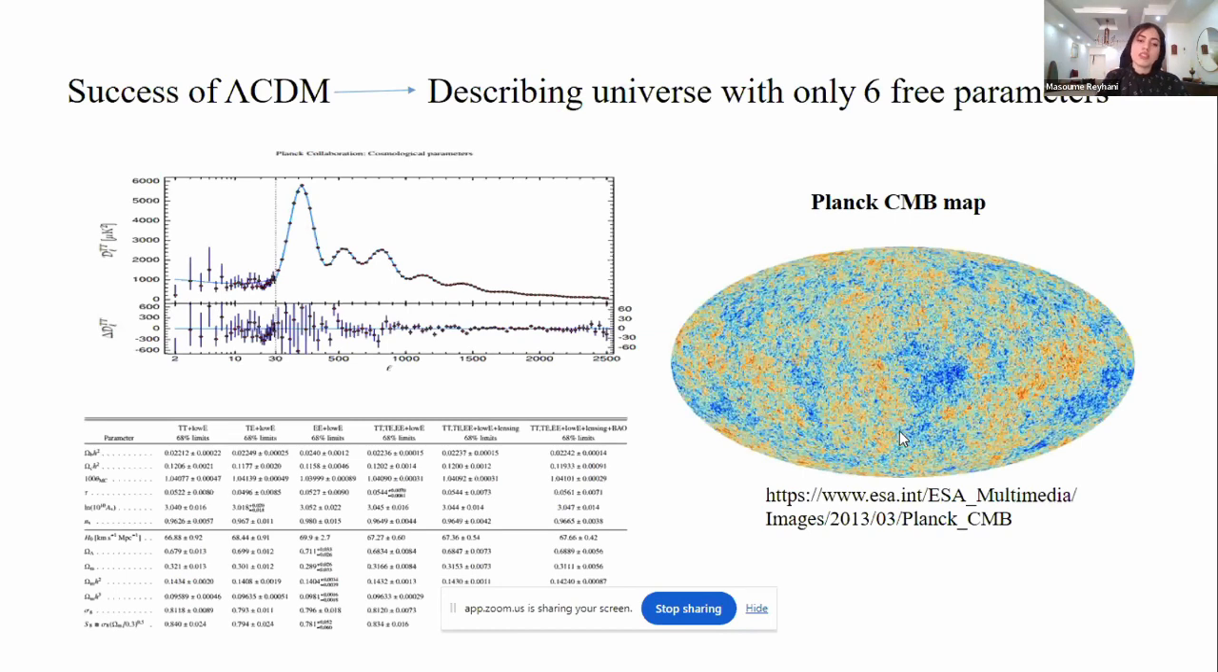Why is Lambda CDM a successful model? As we know, Lambda CDM describes the universe with only 6 free parameters, which is very good. And by plotting the cosmic microwave background temperature power spectrum for the Lambda CDM model and using the data set from Planck, we can see a good fit and a good match, which tells us that Lambda CDM is working very well and matches our observations.